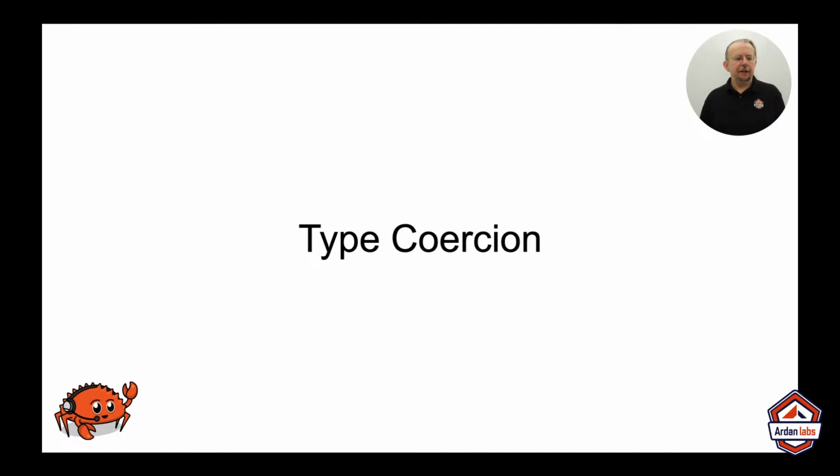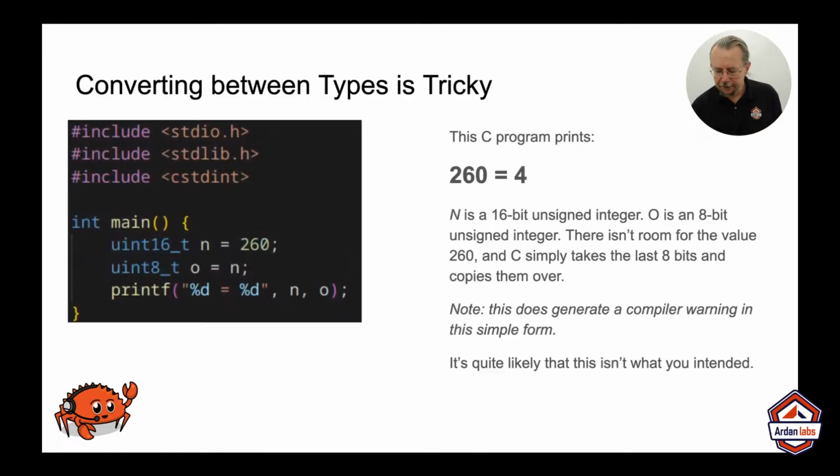All right, let's talk a little bit about type coercion. Converting between types is more tricky than you might think. We talked about how adding 1 to 255, getting you 0, is surprising if you're not a programmer. Well, this one surprises a lot of people who find themselves just getting into the C world.